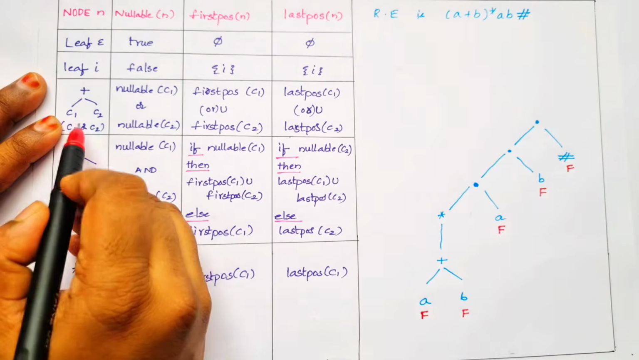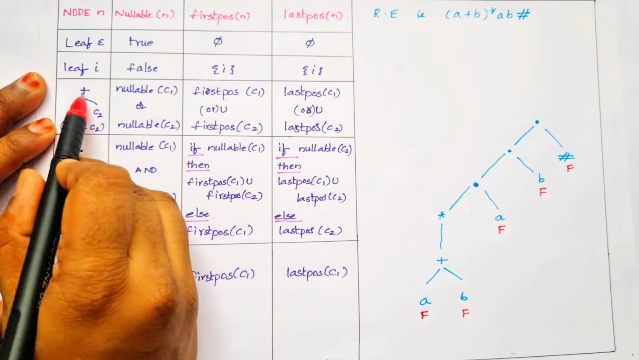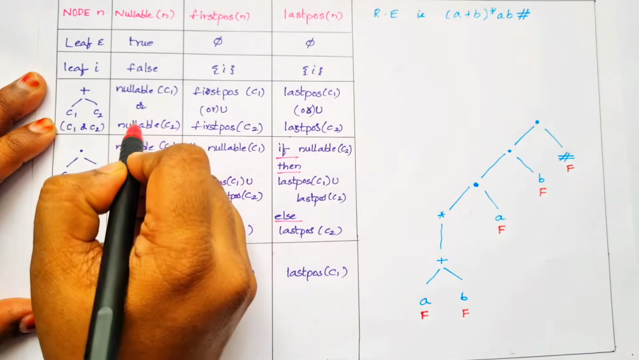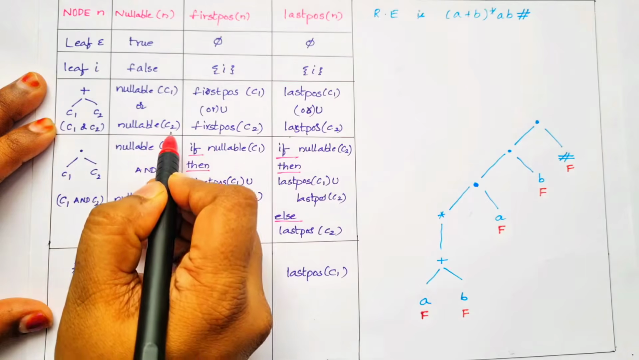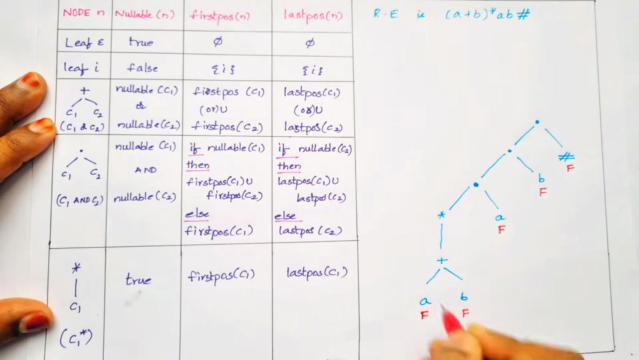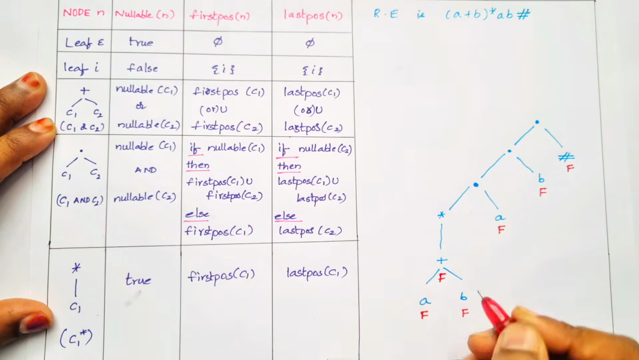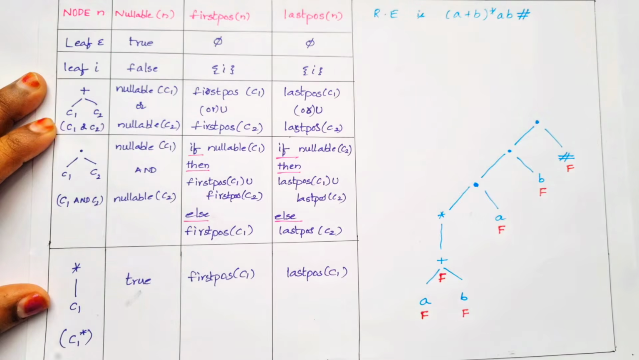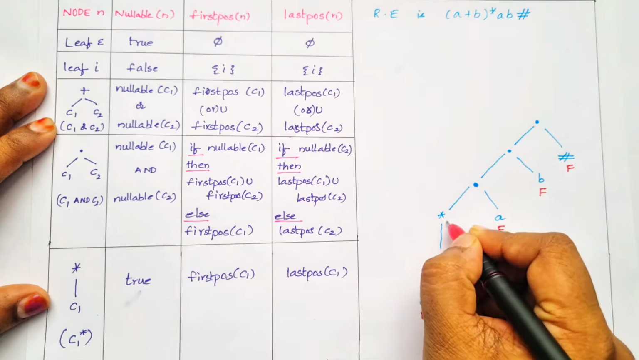Next node is plus. Coming to plus, what we have to do, see this rule, C1 plus C2. Here C1 is a, C2 is b. a plus b: nullable of a or nullable of b. False or false, what will you get? False. Next, how to find out nullable for star? See this, C1 star. Here C1 is plus, false. False star is whatever it could be, nullable you have to take it as true.